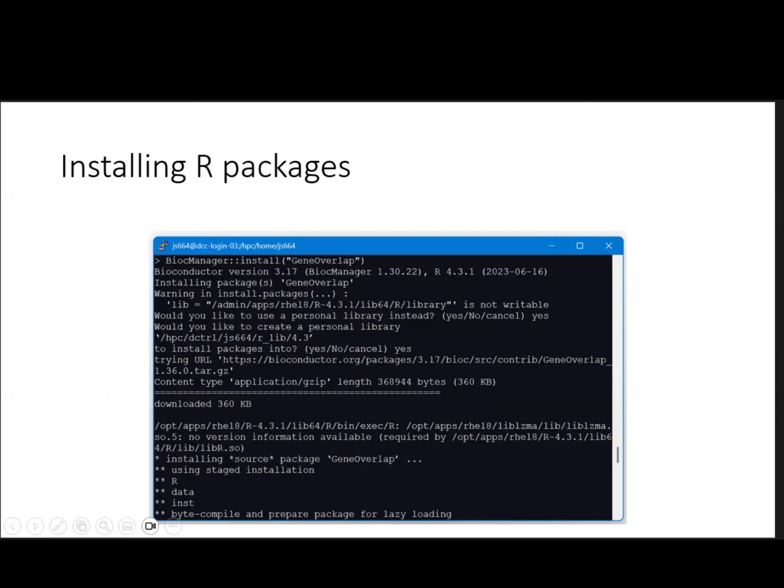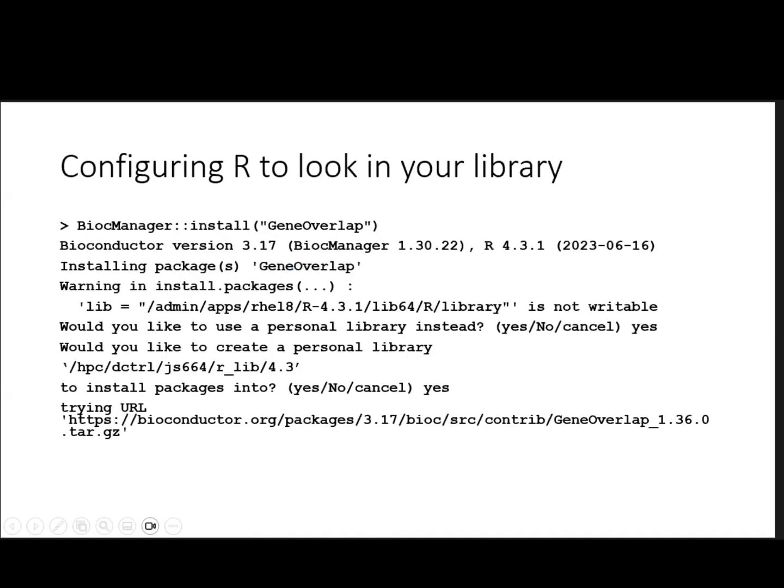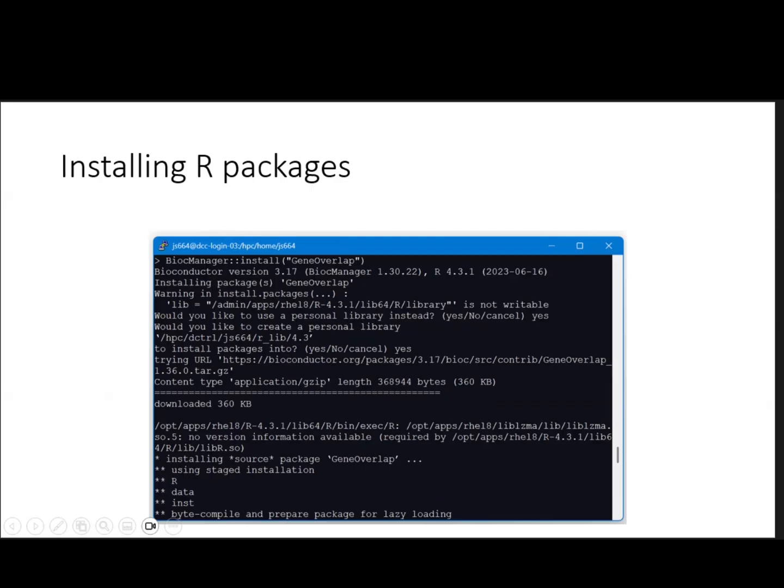It asked me a question here where it said, warning, this folder where we want to install the package is not writable. Would you like to use a personal library instead? You want to say yes. Oh, I put this on the other slide. Maybe it's easier to read anyway. So then it says, would you like to create a personal library at this path? And what it's doing is this is that version of R that it read from the beginning. So you want to say yes to that. And then it's going to start actually installing to that directory.